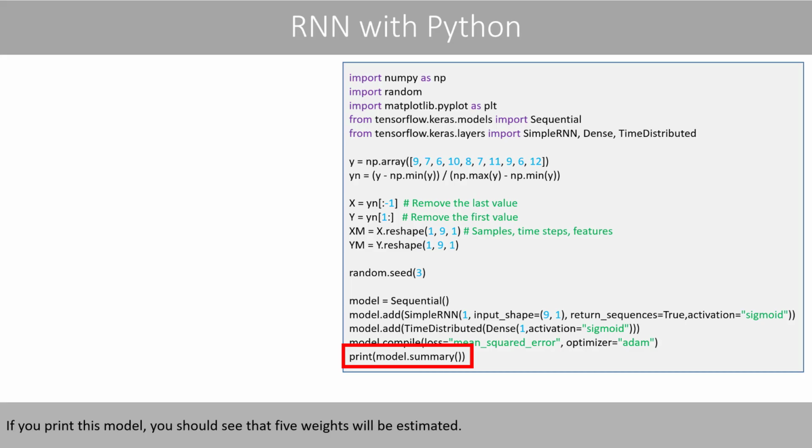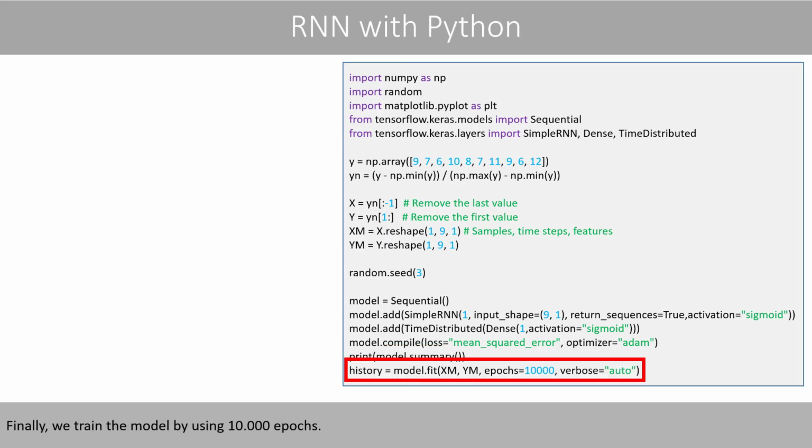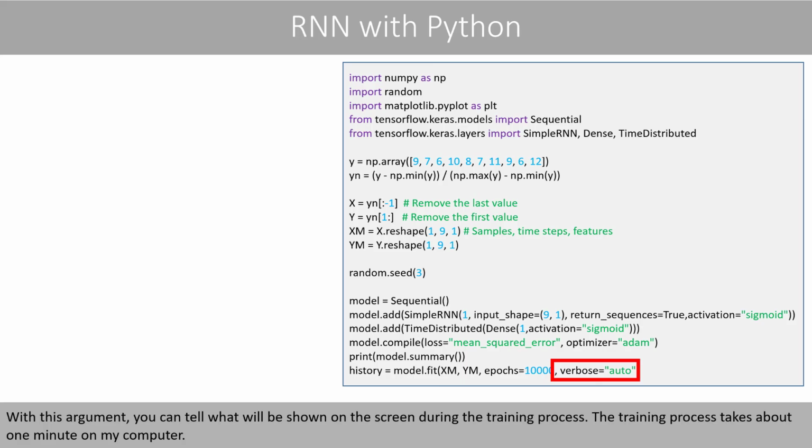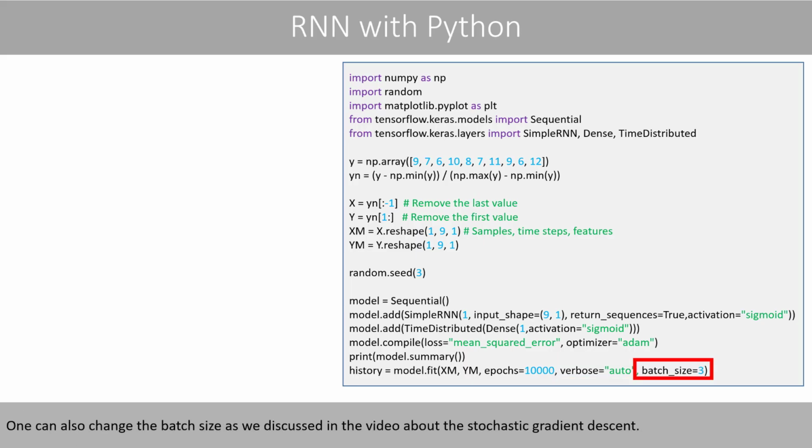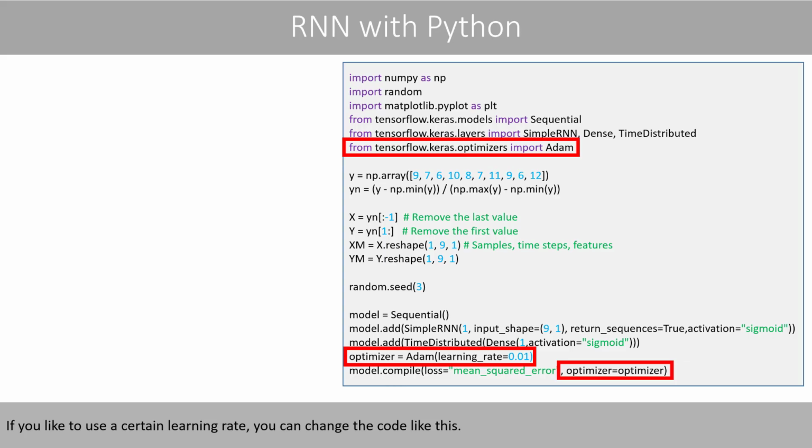If you print this model, you will see that 5 weights will be estimated. Finally, we train the model by using 10,000 epochs. With this argument, you can tell what will be shown on the screen during the training process. The training process takes about 1 minute on my computer. One can also change the batch size, as we discussed in the video about stochastic gradient descent. If you like to use a certain learning rate, you can change the code like this.